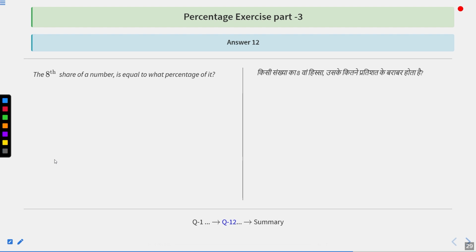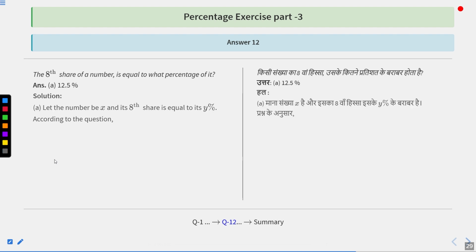An eighth share of a number is what percent of it? Let the number be x, then its eighth share is equal to y percent. According to the question, x upon 8 should be equal to y percent of x. So y is equal to 100 upon 8 because x will cancel out. That is 100 upon 8, which in percentage is 12.5%. Option A is the right answer.